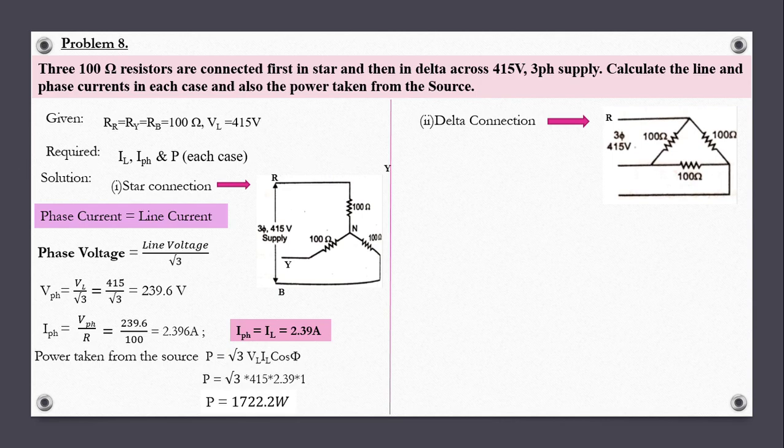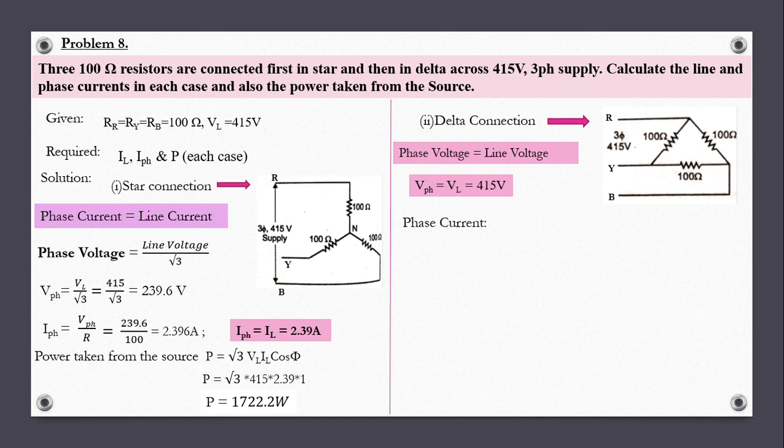Next one, for delta connection, we have to draw the delta connected load, R phase, Y phase and B phase. The condition for delta connection is phase voltage is equal to line voltage. Here both are equal to 415 volt. From this we can get the value of phase current, which is equal to V phase divided by R, that is 4.15 amps. Now the line current, the formula for line current is IL is equal to root 3 I phase, that is root 3 into 4.15, which is equal to 7.188 amps.